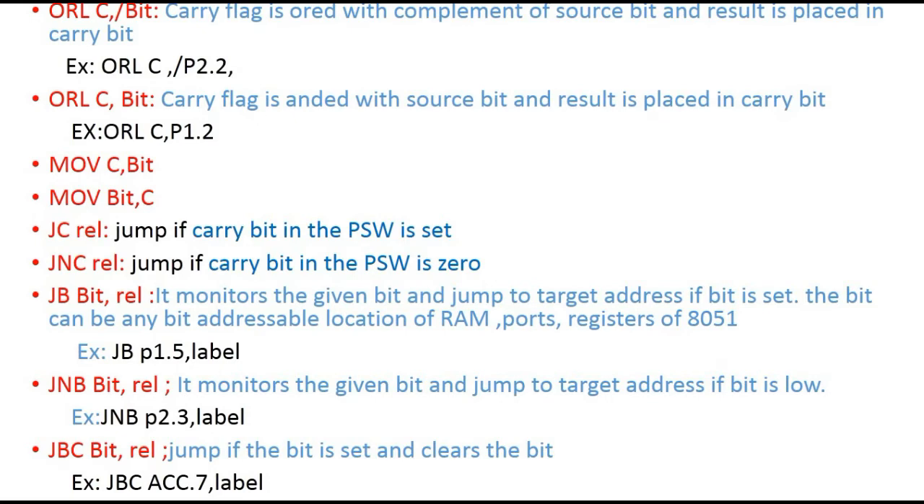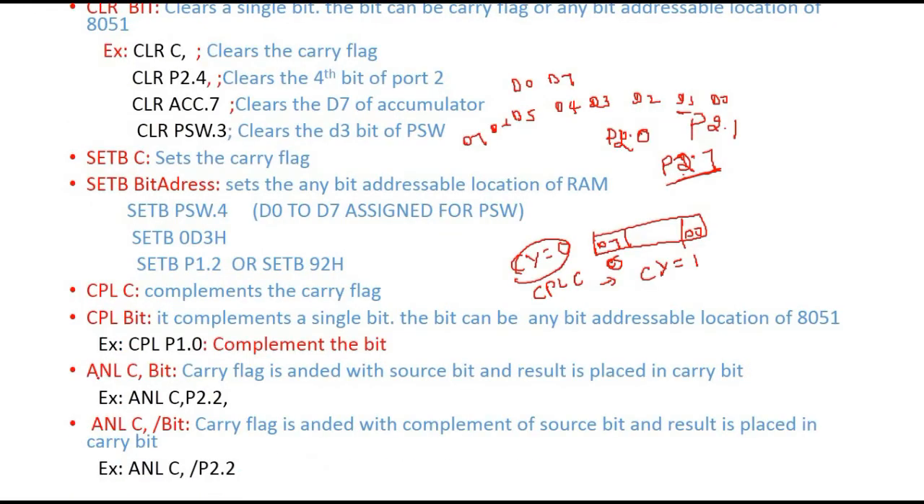Okay. So the next instruction we have here is ANL C, bit. This ANL we have seen in the logical instructions part, which does the logical AND. In the logical instruction part we used it to operate on bytes, but in this case we will use it to operate on bits. So what this does is AND the carry flag with the bit of any bit addressable location, and the result will be stored in the carry, correct?